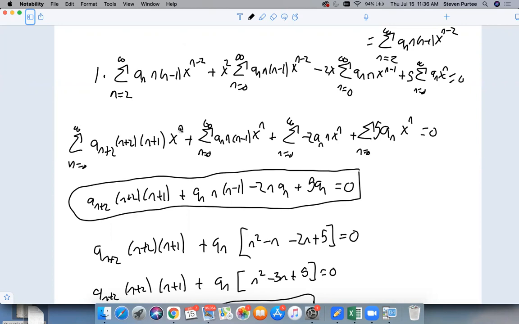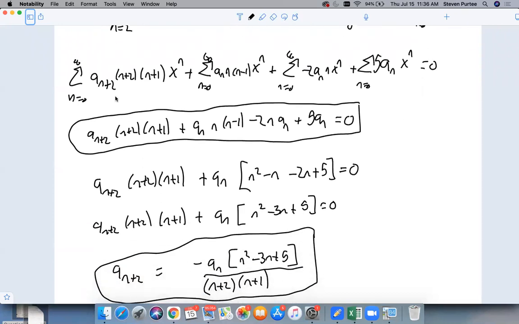Now I start at 0 and my power is n. The x squared fixes that power, makes it n. The x fixes that power, makes it n. This guy already has n. Everybody starts at 0. Everybody has x to the n. So now I can squish all this together into one single sum. The only way a power series can equal 0 is if all the coefficients equal 0. So I just combined all these coefficients into one big giant coefficient equals 0.